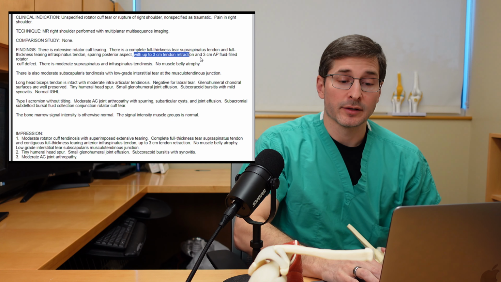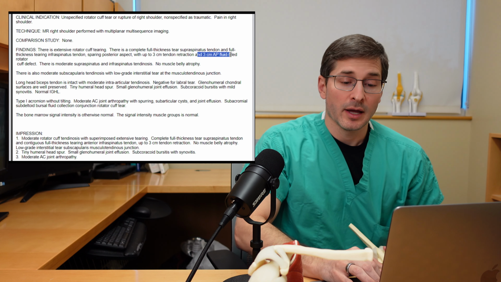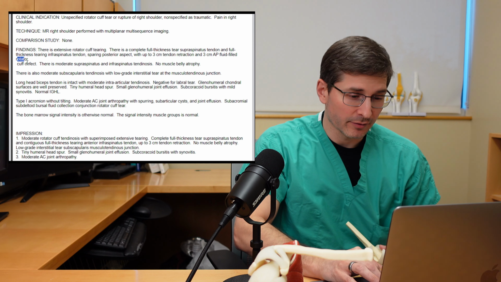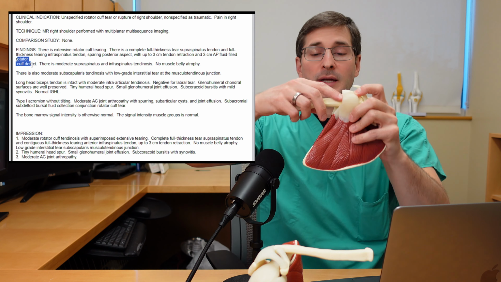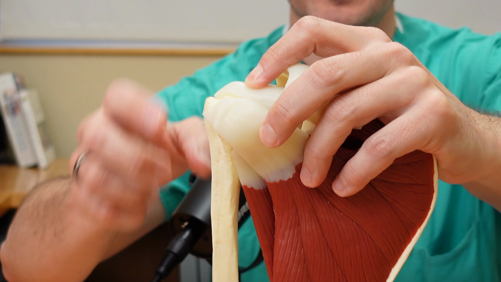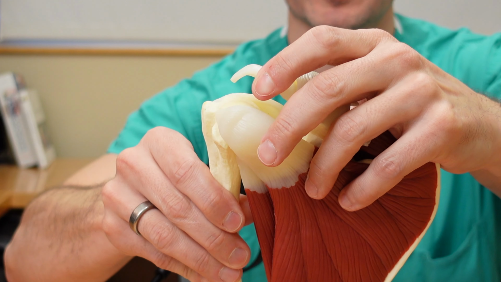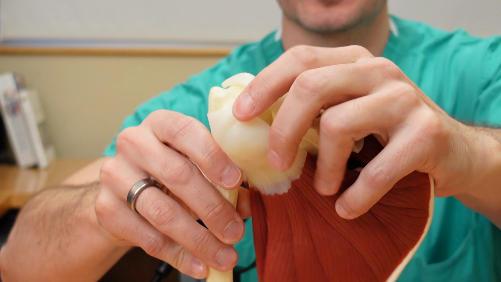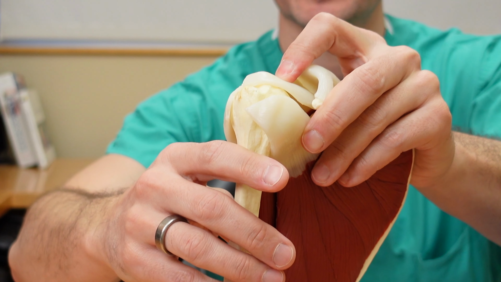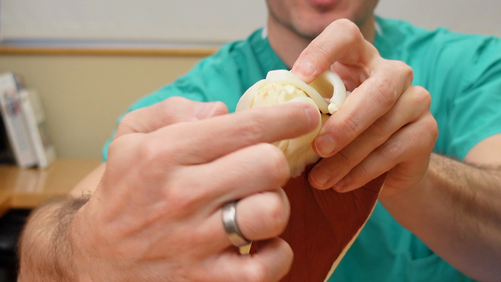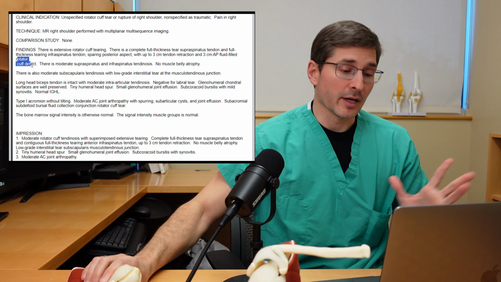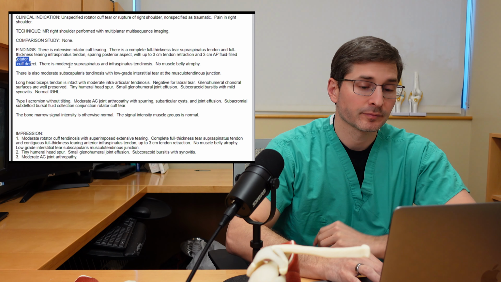And then they also make note that there's a 3 centimeter AP fluid-filled rotator cuff defect. And so they're making note that there's a tear going from outside the shoulder towards the inside, so a tear in this direction, coming off like this. But they're also saying that if we look from the side, from the front to the back, there's a 3 centimeter tear here as well. So again, a pretty big tear in this patient.